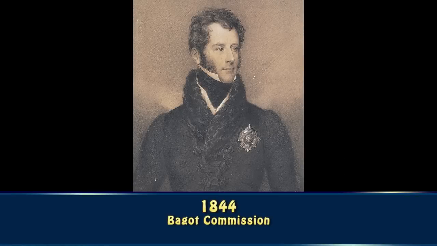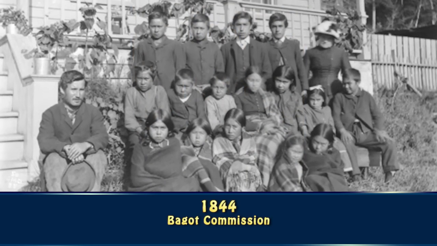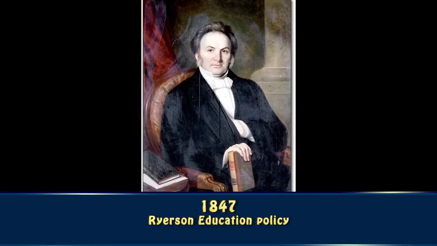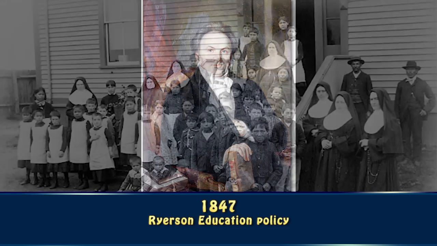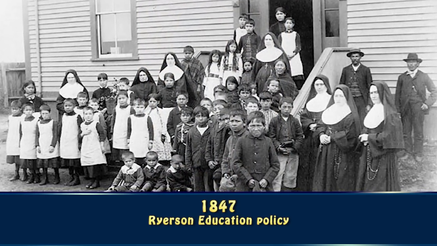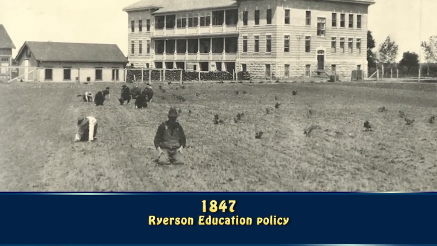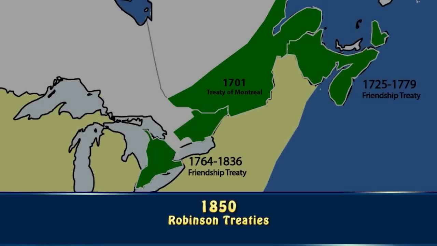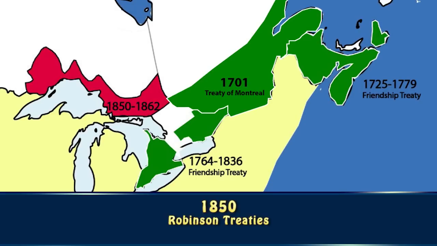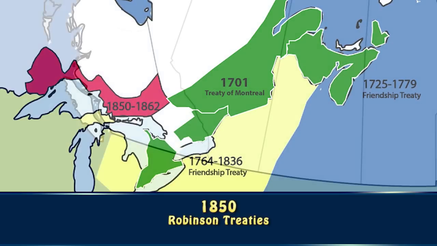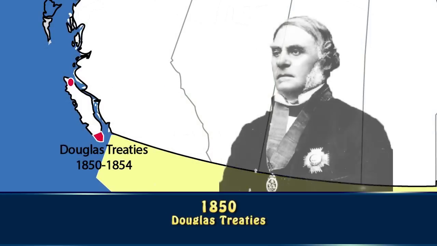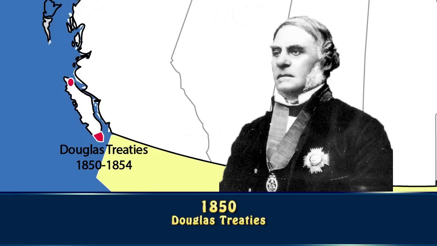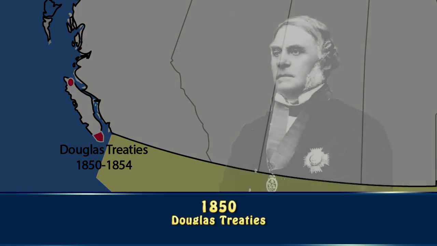The Bagot Commission report of 1844 proposed that the separation of children from their parents would be the best way to achieve assimilation. In 1847, Egerton Ryerson, Superintendent for Education, recommended that First Nations education focus on religious instruction and on agricultural training. Meanwhile, the British-Canadian colonies continued to grow. Treaties were signed by the British Crown to provide more land for the settler immigrants in Upper Canada. The Douglas Treaties are negotiated between 1850 and 1854, transferring to the Crown areas on Vancouver Island.